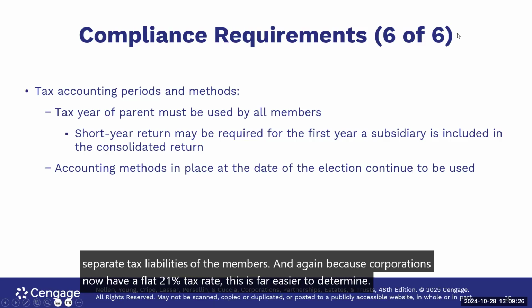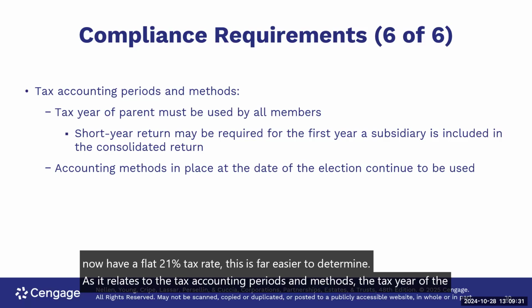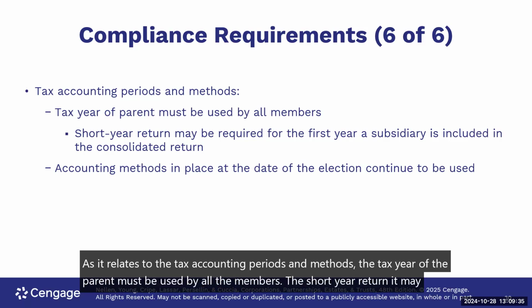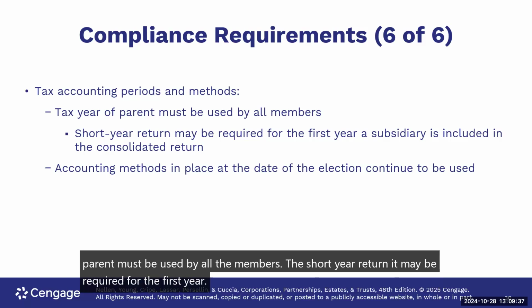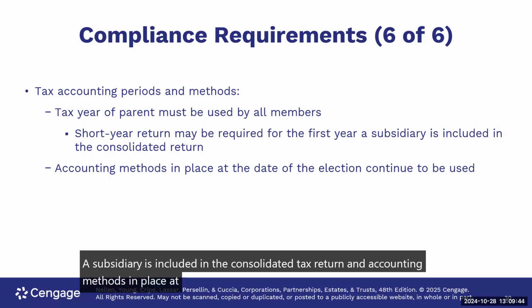As it relates to tax accounting periods and methods, the tax year of the parent must be used by all the members. A short year return may be required for the first year a subsidiary is included in the consolidated tax return, and accounting methods in place at the date of the election will continue to be used.